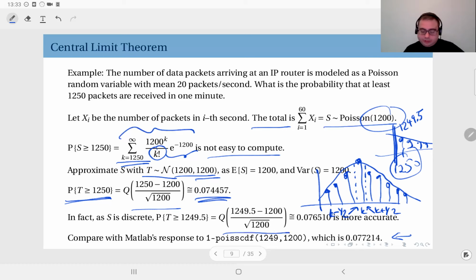So use 1249.5 and standardize it. This is what you get. As I said, we have the Poisson distribution in MATLAB, and I also compared the value produced by that, which is 0.077214. This is the result you obtain with a Gaussian approximation, 0.0765. It's quite close. And as you see, this trick gives you a more accurate result than using 1250.